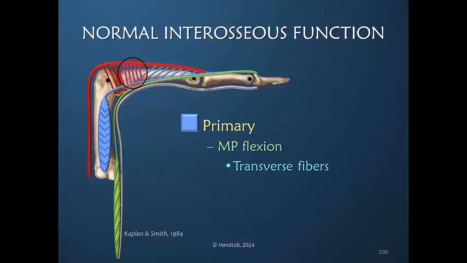So if someone in the future asks you the primary role of the interosseous muscles in the human hand, I would no longer answer abduction and adduction, although they certainly are functions that only the interosseous muscles can accomplish. I would say their primary role is metacarpophalangeal joint flexion because they are indeed powerful MP joint flexors.